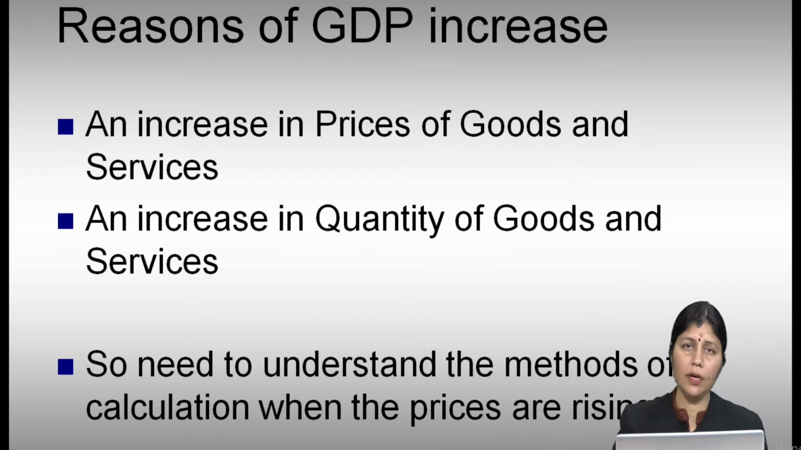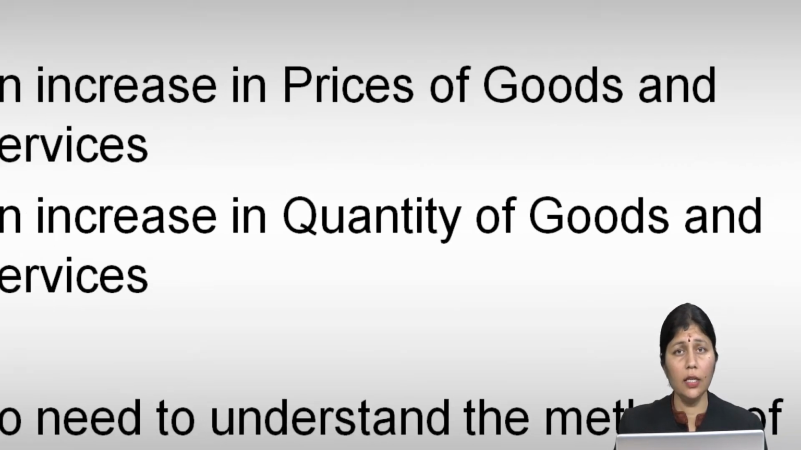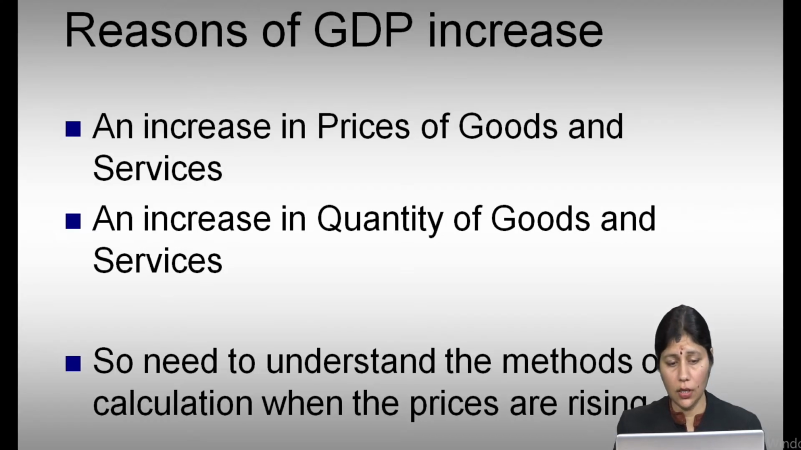In slide number 1, first you will identify the reasons for an increment in GDP. There are only two reasons. First, there is a change in prices, or an increase in the prices of goods and services. Another reason is an increment in the quantity of goods and services. These are the two basic reasons by which GDP increases in the national income.